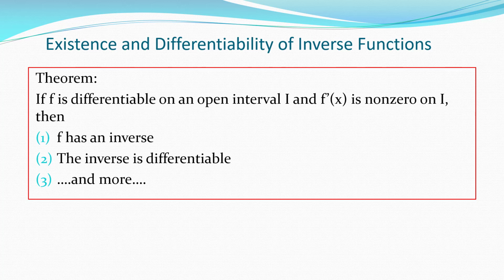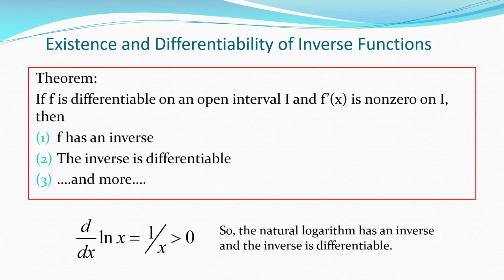So if a function is differentiable on a single open interval and the derivative on that open interval is never 0, then that means instantly that the function has an inverse. And second, that inverse actually has a derivative too. So that's really, really neat because we know that the derivative of the natural log of x is 1 over x. And on the interval for numbers above 0, that particular derivative is never 0. So that means then, by this theorem, that the natural log has an inverse, and that inverse is differentiable.